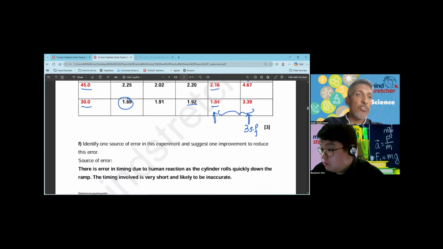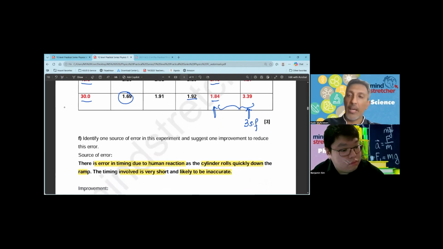So this is a possible error. There's an error in timing due to human reaction as the cylinder rolls quickly down the ramp. Since the timing involved is very short, this is likely to be inaccurate. There is a high chance that the timing can be inaccurate due to human reaction time, as it takes a short period for the cylinder to roll down the ramp.